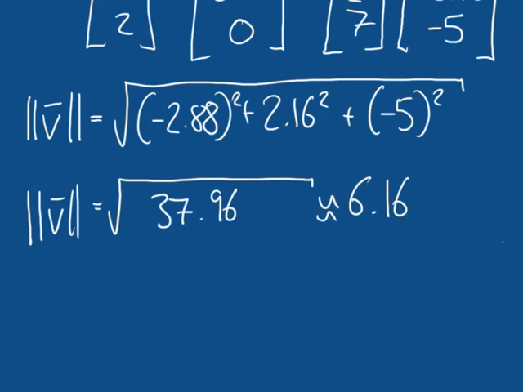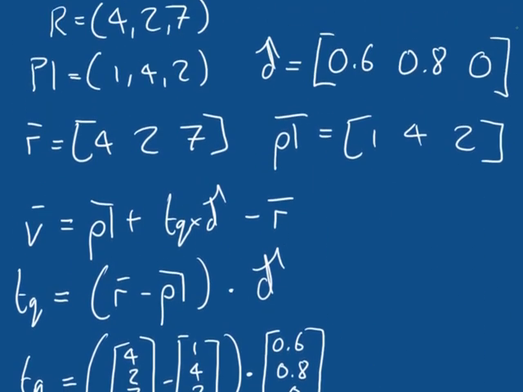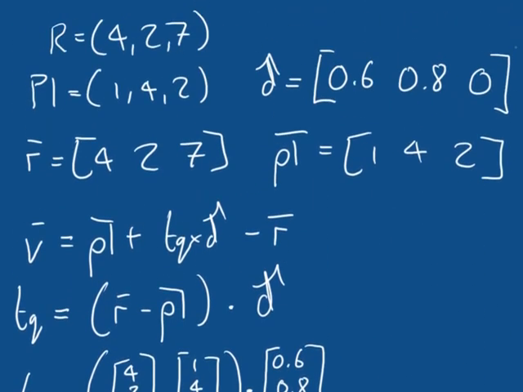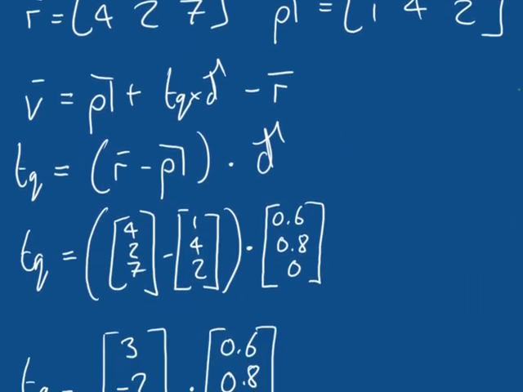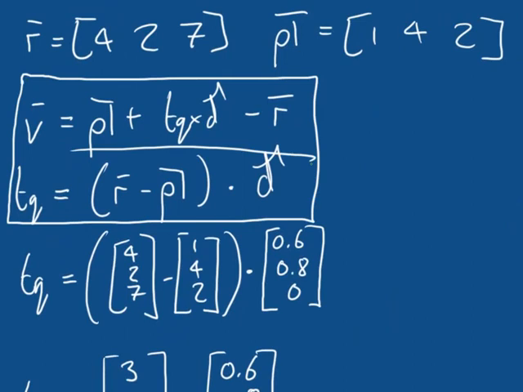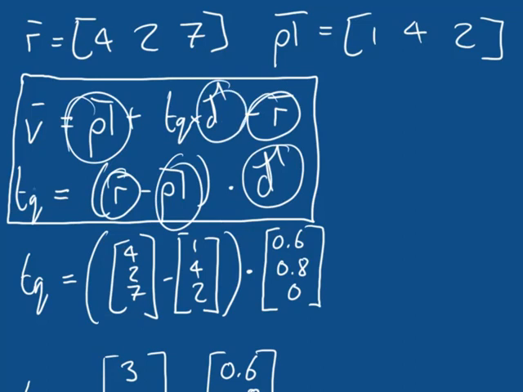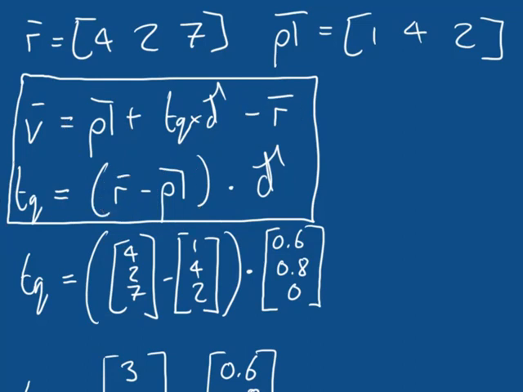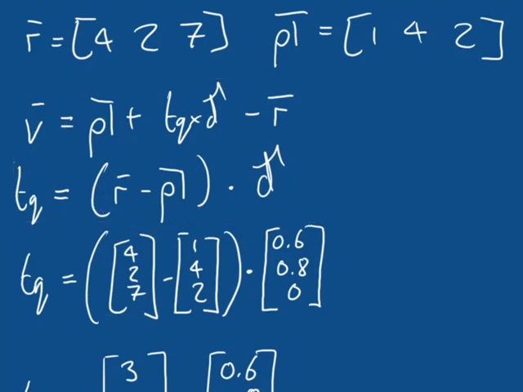So hopefully now you can see not only how we derived all of that theory earlier in this video, but how we actually apply that theory. Although there's a lot of theory involved, there are two simple equations that we actually need in order to find the perpendicular distance. We need V is equal to P1 plus TQ times D minus R, and we need to know the value of TQ, which is given by R minus P1 dot D. Given that we know R, P1, and D, that allows us to find TQ, which allows us to find V, and if we take the magnitude of V, it gives us that perpendicular distance. So the whole point of this exercise was to show how to apply that theory to solve a problem.